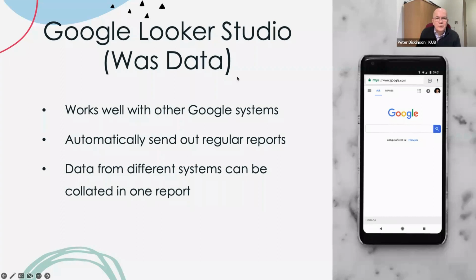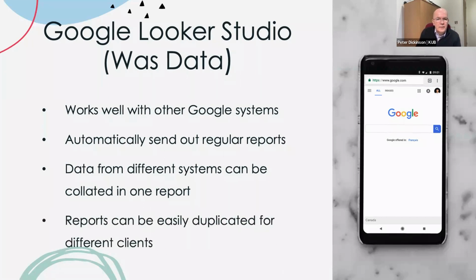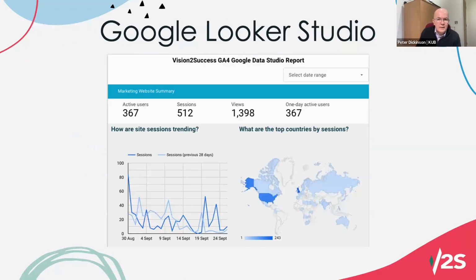Google Data Studio wasn't the easiest. It's a lot easier to use now. And now we just use it for sending all our reports out. And the nice thing is we can bolt in other things as well. And then once we've got a nice report, we can duplicate it. And so this is the sort of report that we can kick out automatically and took 5 minutes to set up. So it gives the number of active users, the sessions, the number of views, and 1 day active users.